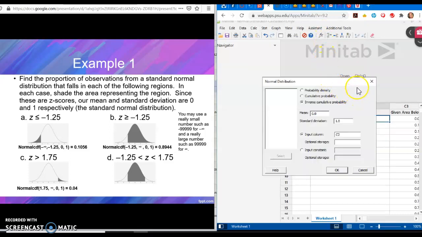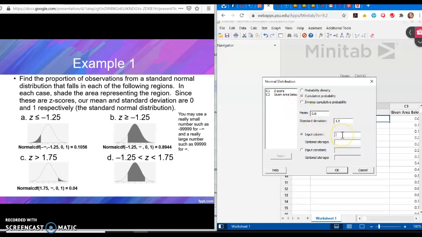Now I'm interested in the probability, which is the same as the proportion, and it's always cumulative under the normal curve. So we're going to do cumulative probability. We tell it that the mean is 0 and that the standard deviation is 1 because we're in the standard normal distribution. And then when you first come here, this will be empty.